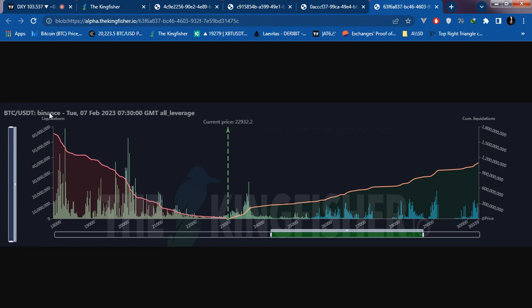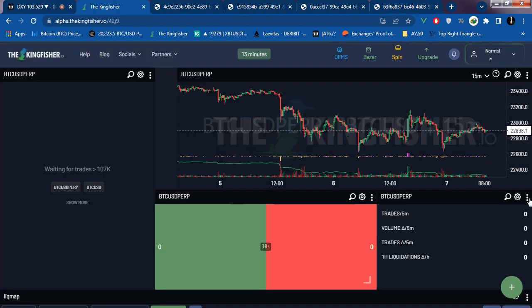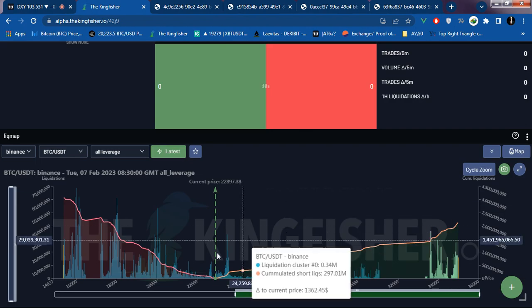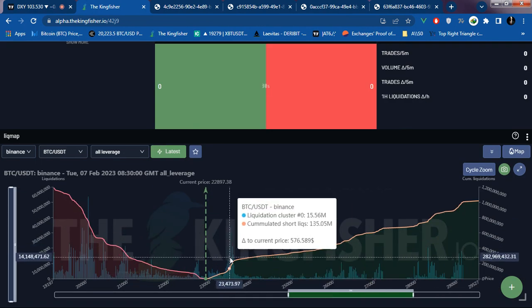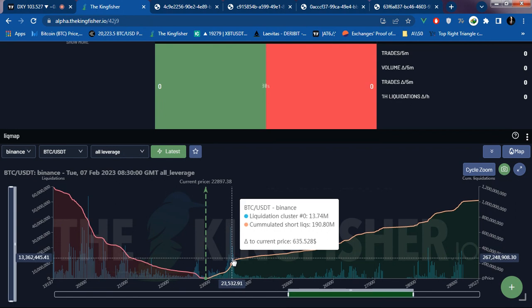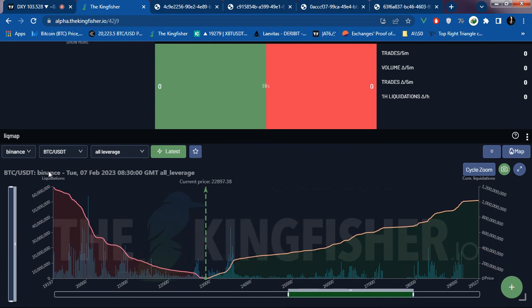So now this is Binance liquidity. It's all leverages. That means high leverage, low leverage. And if we see here, we have a little bit of cluster towards the upside. So if the price moves towards the upside, all these people or traders will get liquidated. Now the cluster is clear. If we just take a look at here, as you see, it shows liquidation cluster 15 million, 13 million, and this is only Binance.